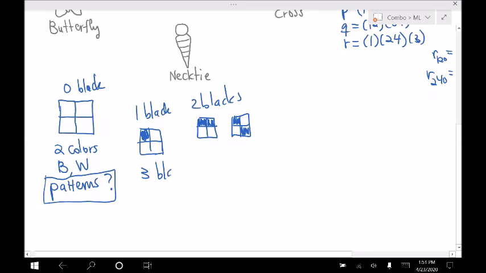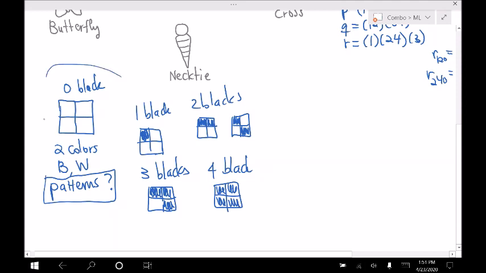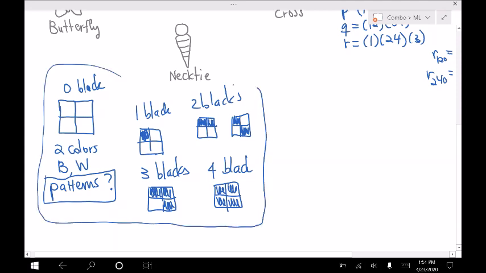3 blacks, how many ways with 3 blacks? And 1 white. 1 way, right? So you just decide which square will not be colored and everything else is black. And finally, all 4 are black. So there's really 1 way. So in total, like you guys said, there are 6 ways to color this object. So 6 coloring patterns on a 2 by 2 square.